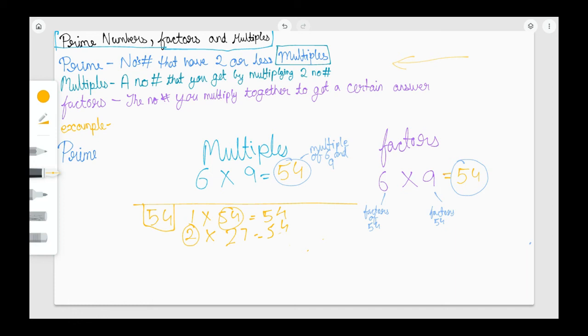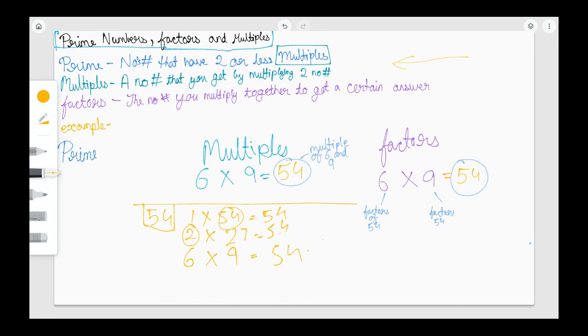So guys, I just showed you an example, and I know for a fact there are more than 2 factors. 6 times 9 is 54. Now it's already more than 2, so we know this is not a prime number.